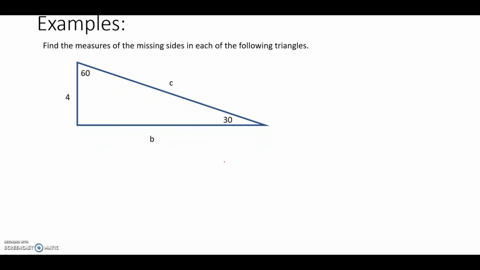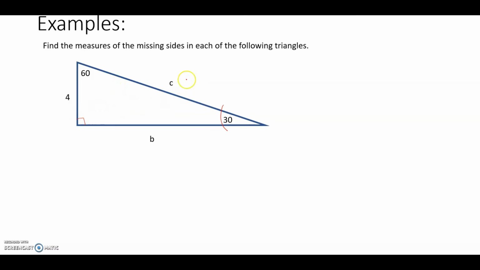So here we have a 30-60-90 right triangle. In this case, if you have a 30-60-90 right triangle, there's no need for you to use the Pythagorean theorem, just by looking at the position of the sides with their opposite angles. So in this case, for the first example, the opposite of 4 is 30 degrees.